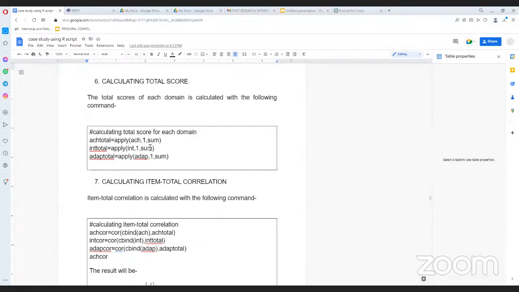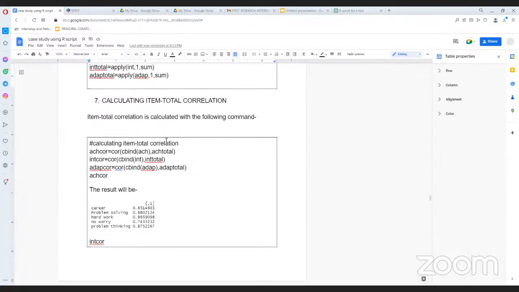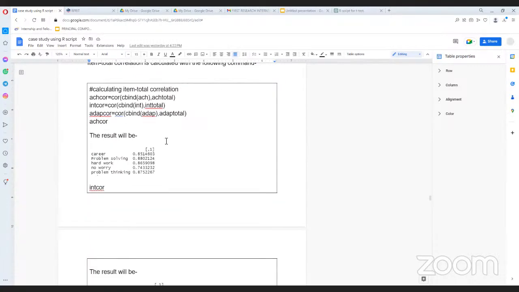I have to do the item total correlation, correct? So this is the ACH total. I am creating a new variable by this command. So this ACH total includes only the row-wise total data, total score. Now you can find out the item total correlation.